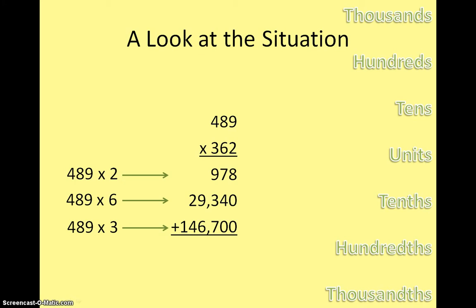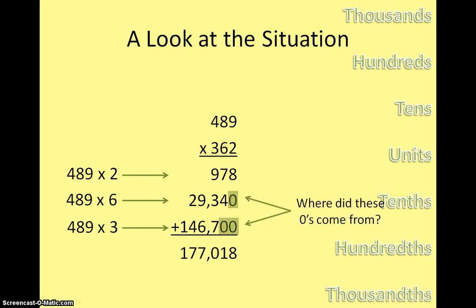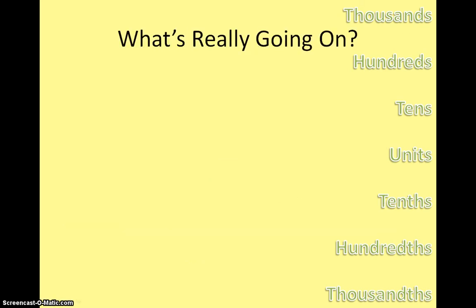But the question is, where do these zeros come from? That's a good question, and making sure our students understand the answer is really a key to helping them develop fluency. So what's really going on? The answer is the distributive property.